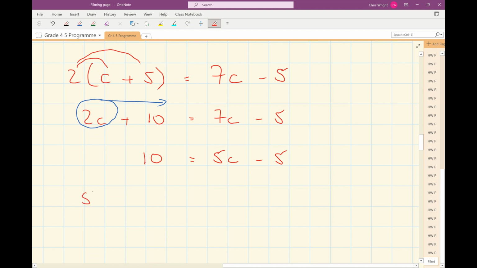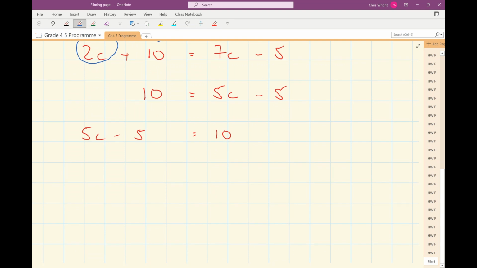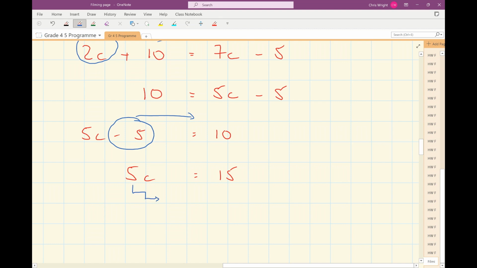Turn it around. 5c minus 5 equals 10. Float and ping that minus 5. It becomes a plus 5. 5c equals 15. Escalate down the 5. c is 15 over 5. 15 divided by 5, 3.